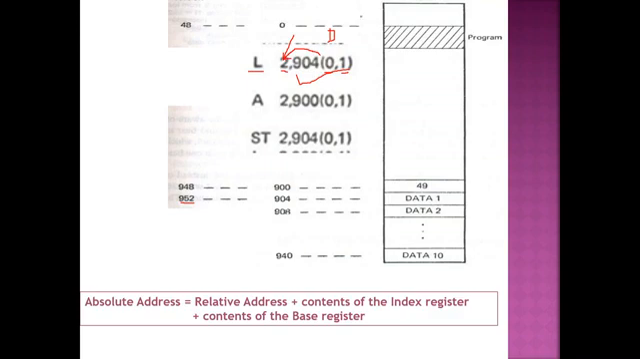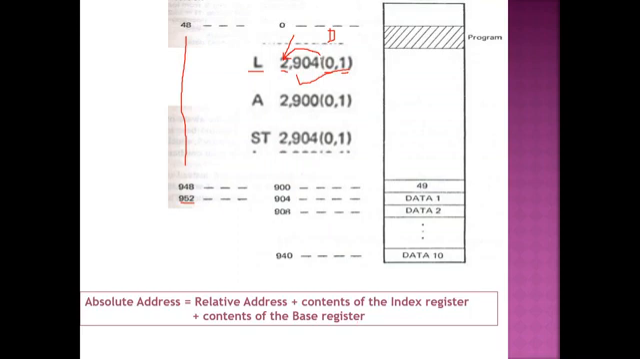Now we will see what the 0 and 1 do here. 0, I told you, is your index register and its value is also 0. 1 is your base register, whose value is 48. Now, there is a mantra which you should remember: the formula to calculate your absolute address. Absolute address is equal to relative address plus contents of index register plus contents of base register.